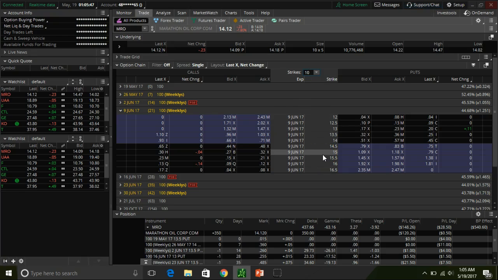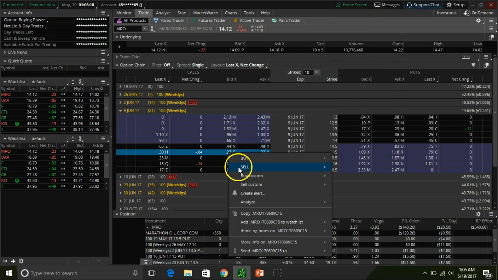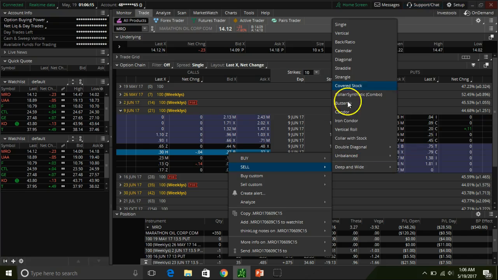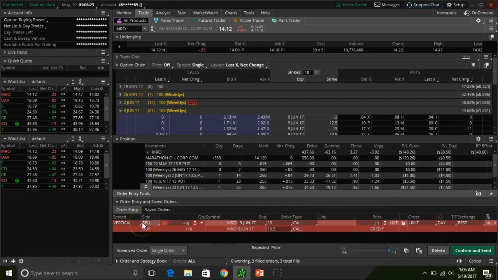So let's say that we don't think that Marathon Oil is going above $15 by June the 17th. What we can do is go ahead and right click on this option. We're going to want to sell. And right up here we have the vertical option. So it'll actually set up your strategy right here.